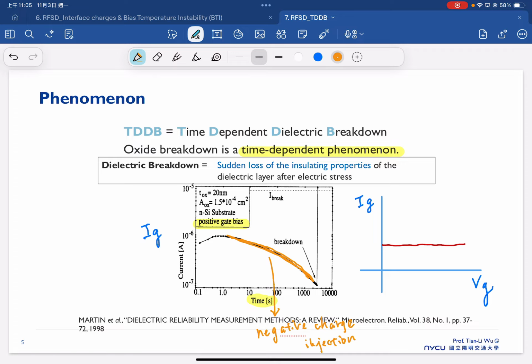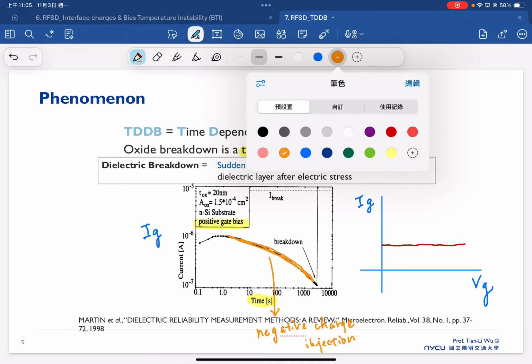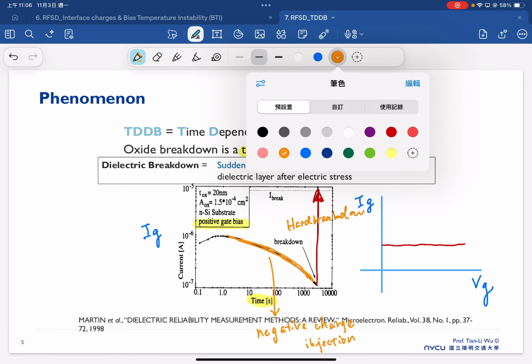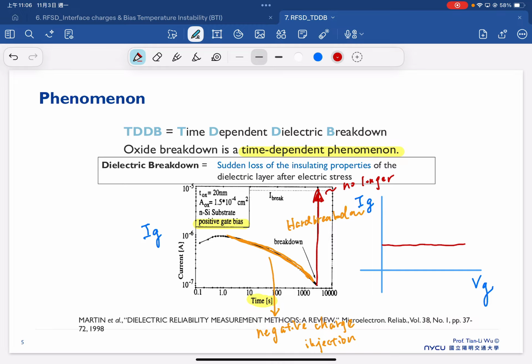And later, with the time long enough, finally we will see the sudden increase of the gate current, where we define this as a hard breakdown. And once we have this sudden high gate current, that means our dielectric is completely broken. There's no longer insulating property anymore.